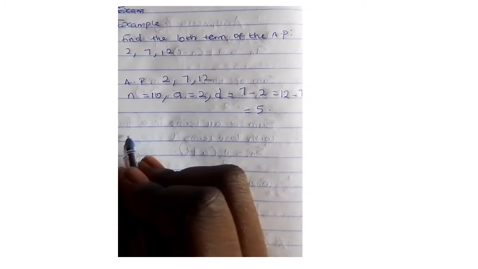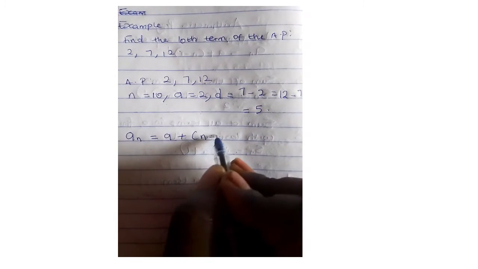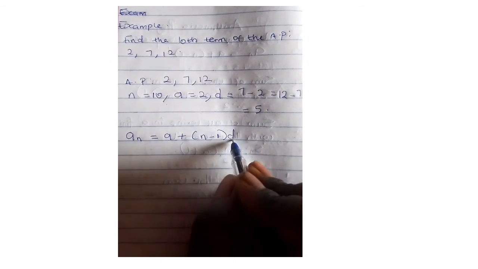Now we're going to put it into the formula. The formula for the nth term is given as an = a + (n - 1)d. And our a is 2.